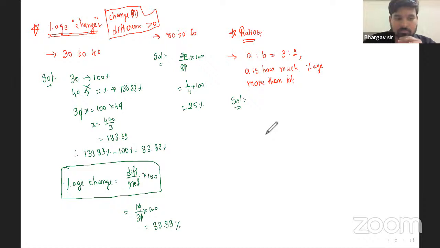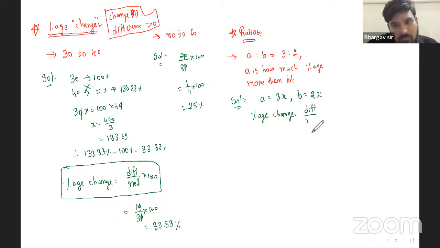No, Madhav. Guys, see here. If I take the value of A as 3x, then the value of B has to be 2x. Now when I am asking A is how much percentage more than B, that means I am asking the percentage change. What is the meaning of percentage change? Difference upon reference into 100. Right?